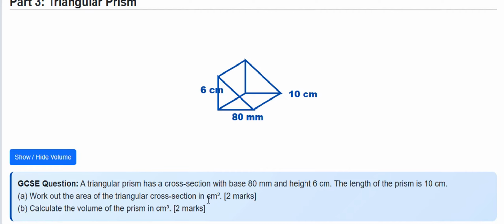prism in centimeter cubed. So from there, we said, of course, volume is the total space occupied by the given shape, and in our case, the shape is a triangular prism, so the volume is the space occupied by that triangular prism. And we are told, since it's a triangular prism, it means it has 2 triangles here, and to find them here, work out the area of the triangular cross section in centimeter squared.